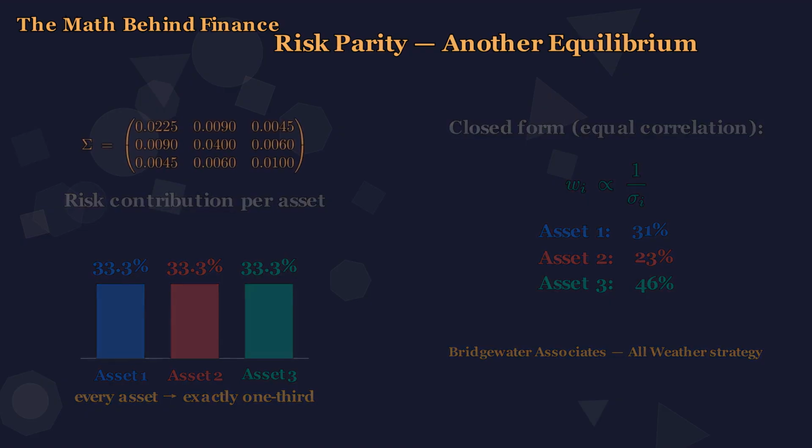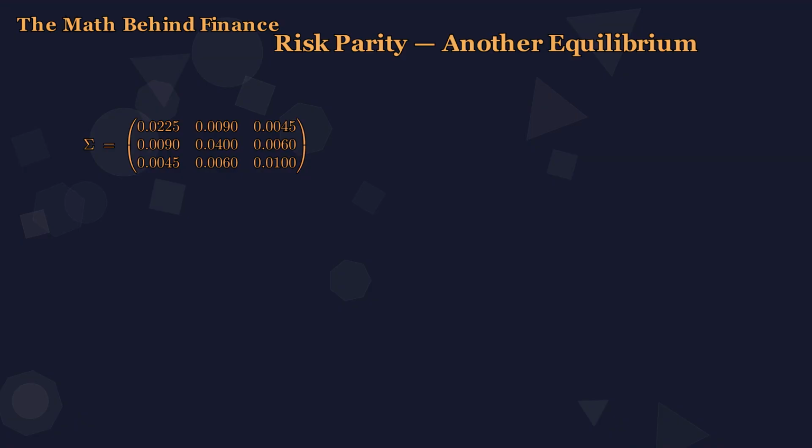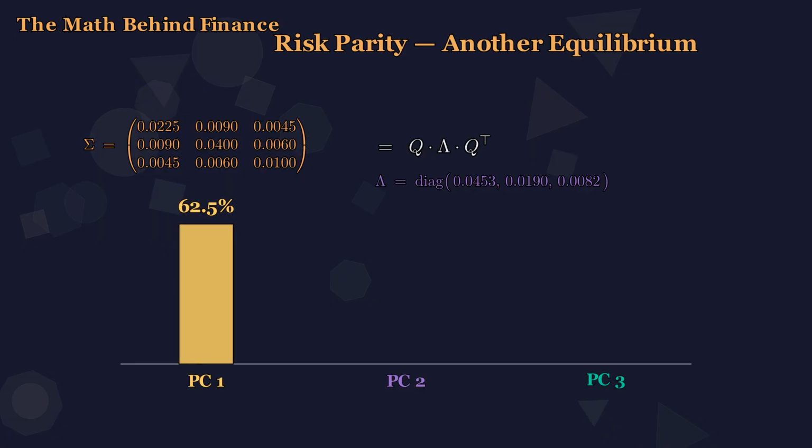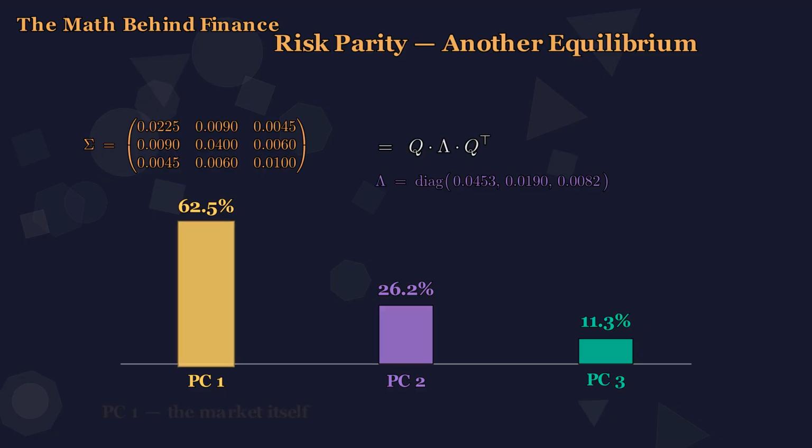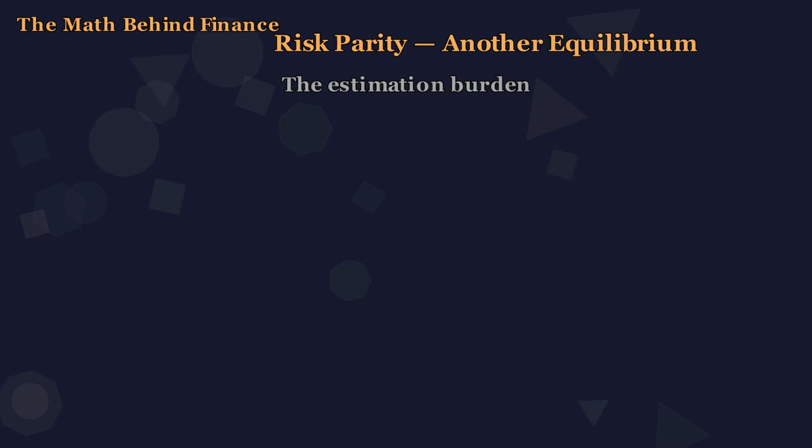There is one more way to look at the covariance matrix. Diagonalize it. Sigma equals Q, lambda, Q transpose. The columns of Q are orthogonal directions in asset space, the principal components. The diagonal of lambda is the variance along each direction. For our three-asset sigma, the largest eigenvalue captures 62% of the total variance. Its eigenvector points in roughly the same direction across all three assets. That direction is the market itself. The remaining components describe the orthogonal residuals, how each asset deviates from the market.